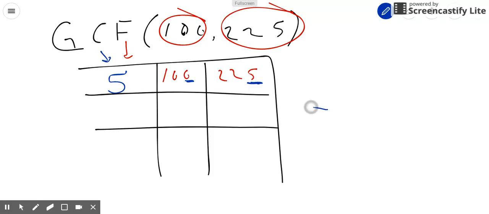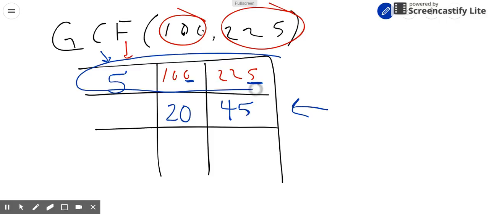And then the next line down is going to be the answers when I take, for example, 100 divided by 5. 100 divided by 5 is 20, so 20 is going to go in this box. And then I'm going to do 225 divided by 5, which is 45. I literally am just going to do that same process until I can't do it anymore. So I'm going to look at the next row. I don't have to look at this top part anymore. I'm done with it. I'm going to just focus on the second row.